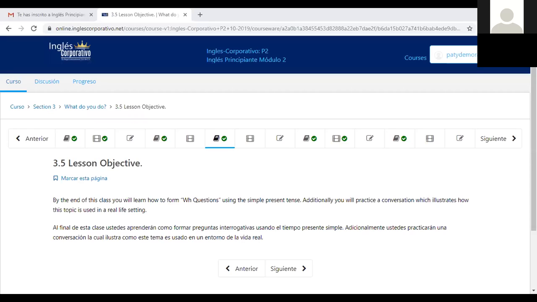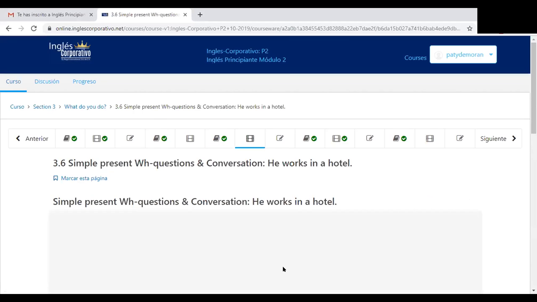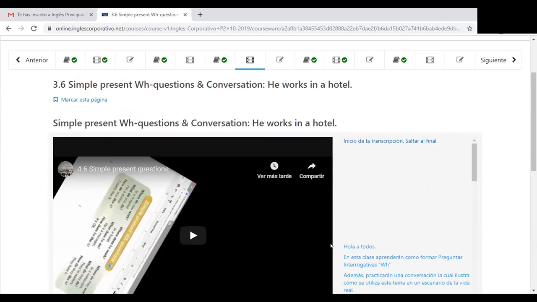Okay, we are going to start today a session. I'm going to go to the platform to show you. We are going to continue with the 3.5 lesson objective that says that by the end of this class, you will learn how to form WH questions using the simple present tense. And additionally, you will practice a conversation which illustrates this topic used in real life settings, okay? This week, we are going to complete section three, and then we are going to advance and complete, if possible, section four, okay?